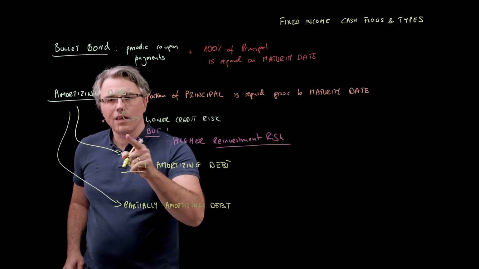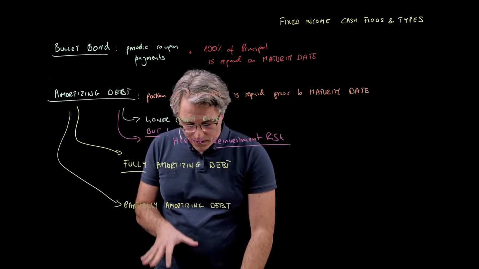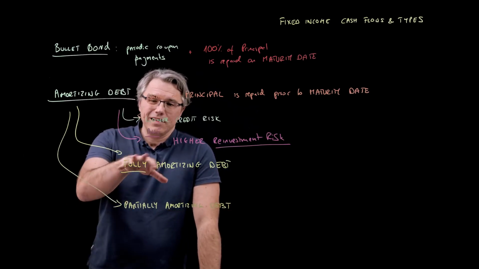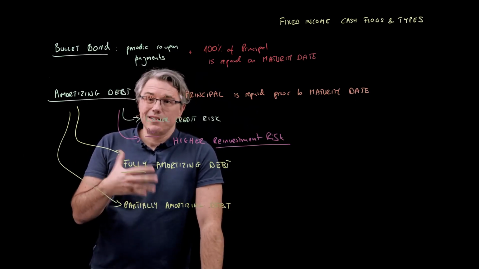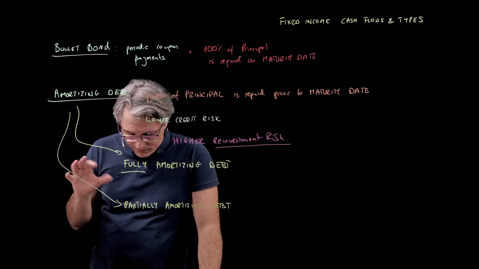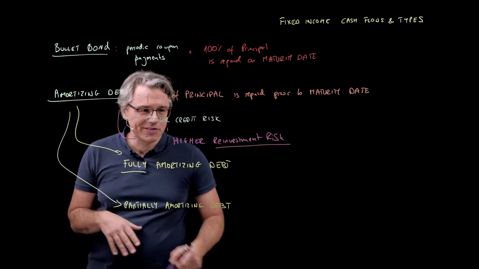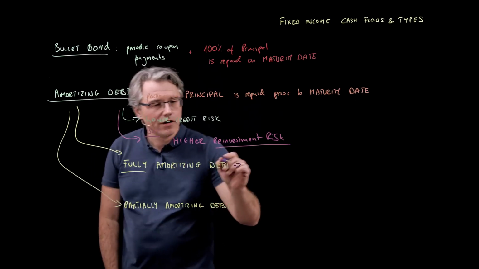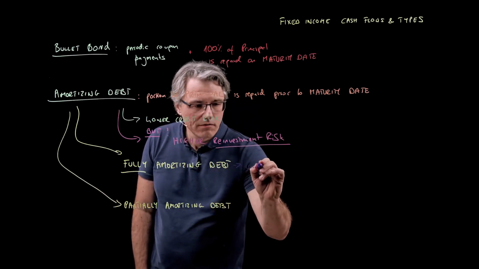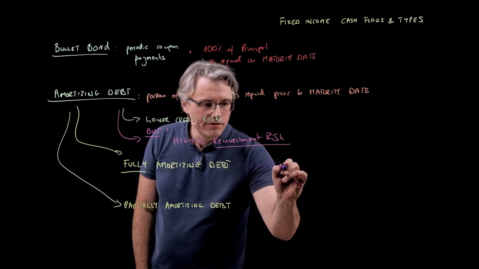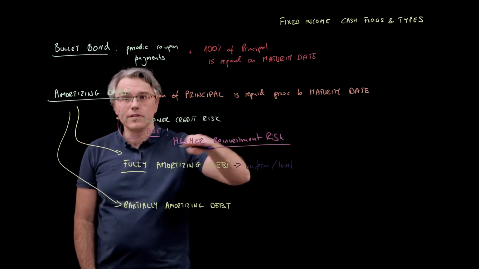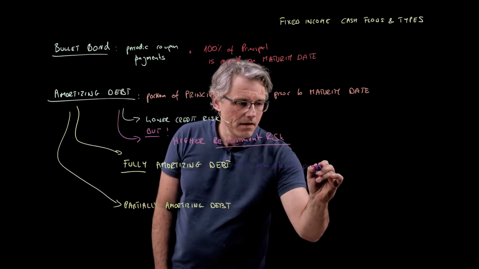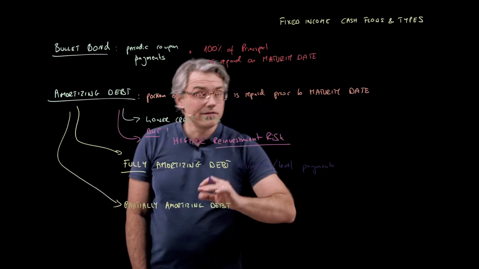Now, if you're told that a bond, for example, is structured in such a way that it's a fully amortizing bond, which I'll show you in a question in just a moment, what that's going to imply is that the bond will feature uniform or level payments, that means equal in size, all the way until maturity.